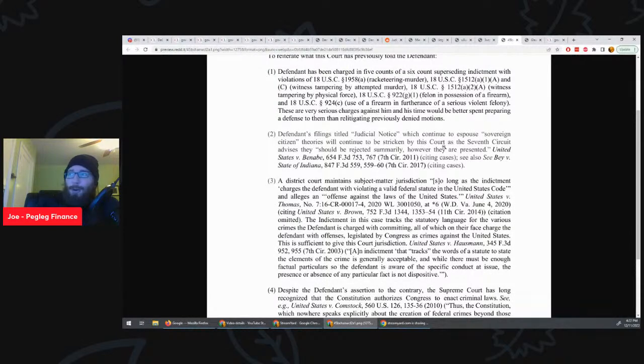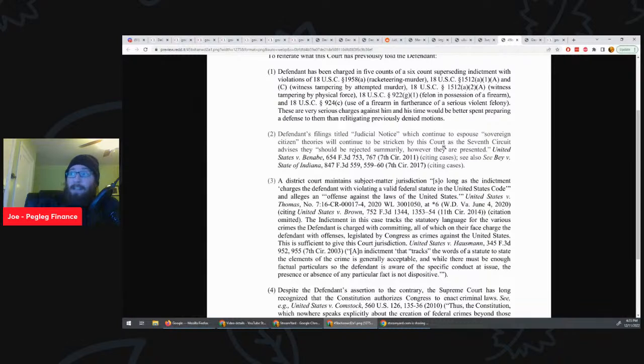To reiterate what this court has previously told the defendant. 1. Defendant has been charged in 5 counts of a 6-count superseding indictment with violations of 18 U.S.C. 1958A, racketeering murder. Like I said, it's never RICO, except when it is RICO. 18 U.S.C. 1512A, 1A, and C, witness tampering by attempted murder. 18 U.S.C. 1512A, 2A, witness tampering by physical force. 18 U.S.C. 922 G1, felon in possession of a firearm. And 18 U.S.C. 924 C, use of a firearm in furtherance of a serious violent felony.